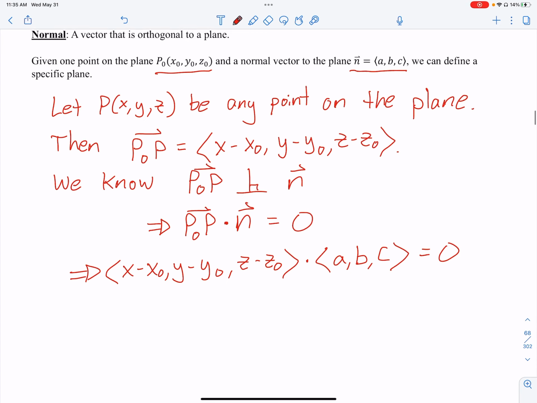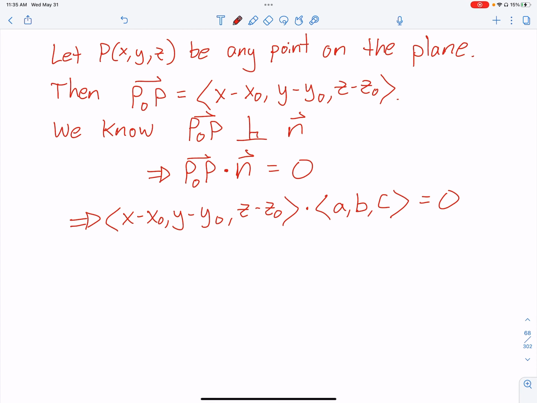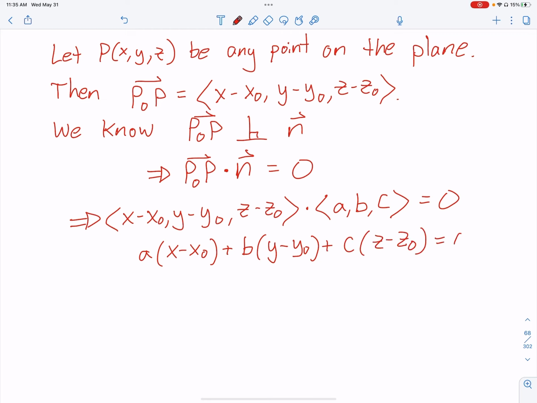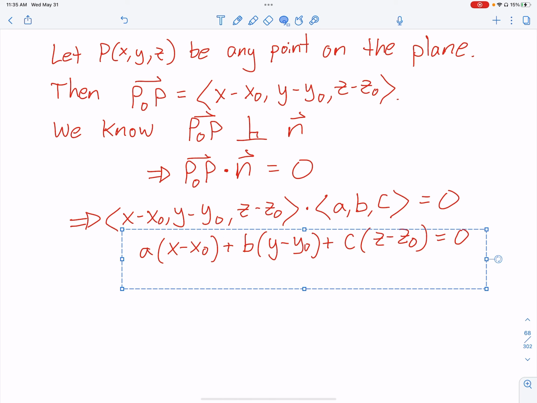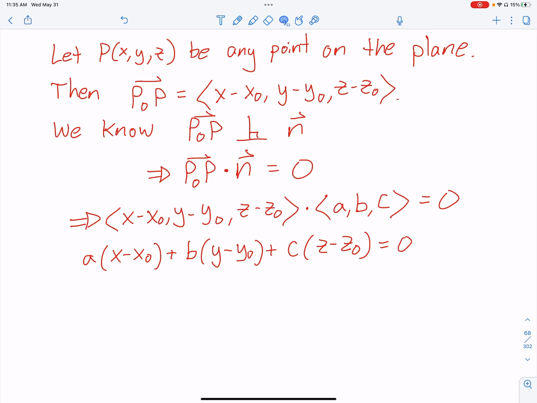And this dot product, remember, is just take your components and multiply them. a times x minus x naught, plus, because it's a dot product, b times y minus y naught, plus c times z minus z naught equals 0. This is my equation. Equation of a plane. So that is 1.